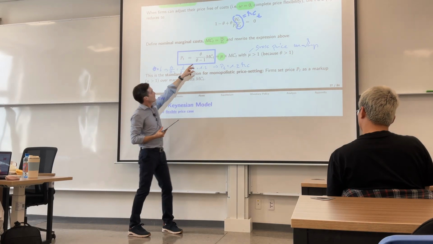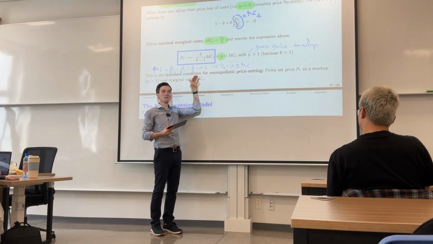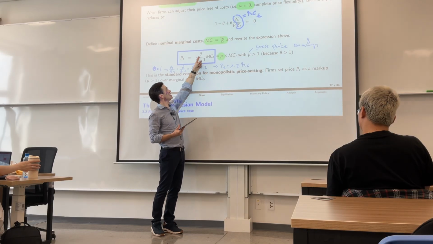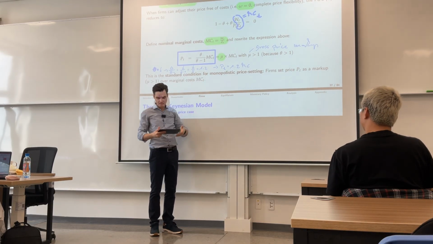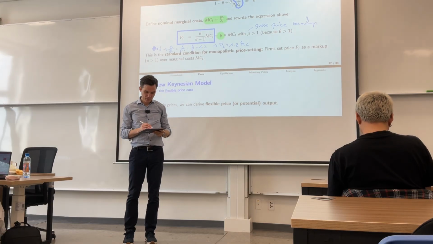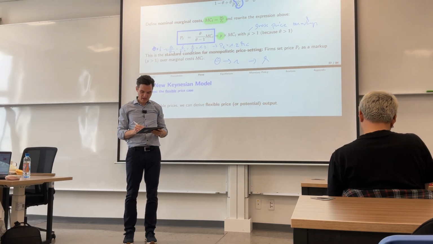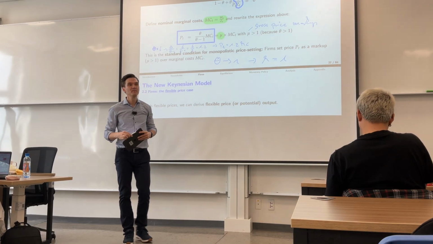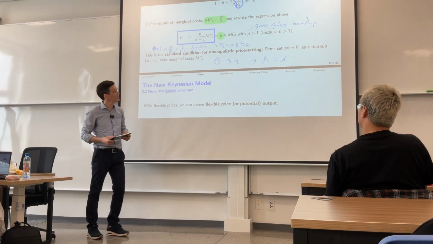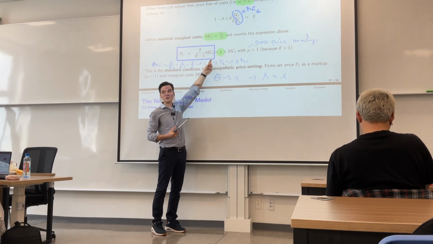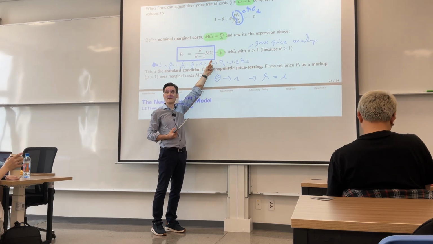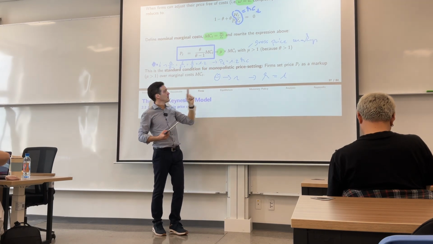If you drive theta to infinity, to really high numbers, then the gross markup approaches 1. Meaning, then you're back to perfect competition, where the price is equal to the marginal cost.